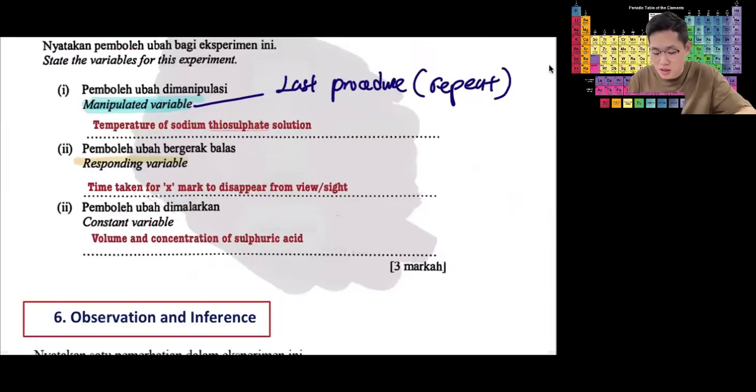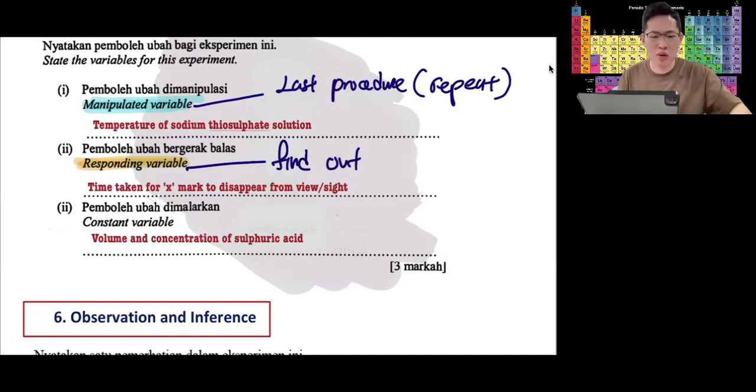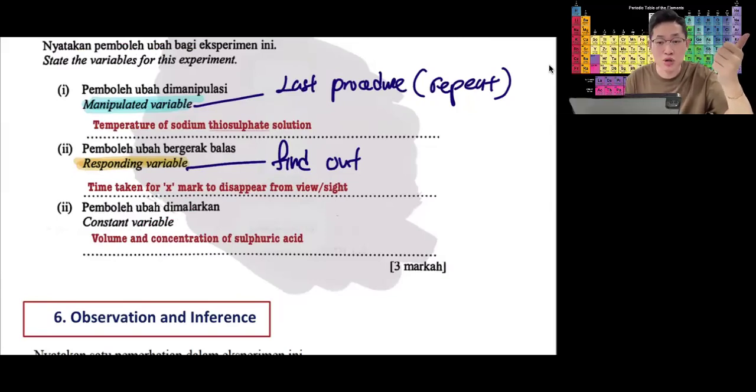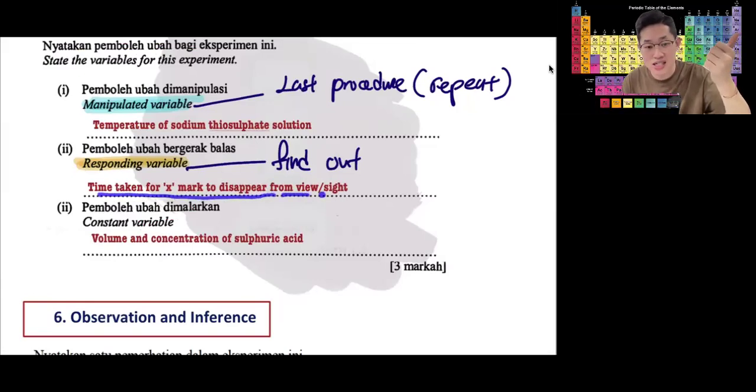Responding variable. Responding variable is what you are trying to find out in this experiment. You carry out this experiment for what? What are you trying to find out? Usually it can be the data that you want to collect. So here, according to the data that I want to collect, it is time taken for X mark to disappear from view or sight.